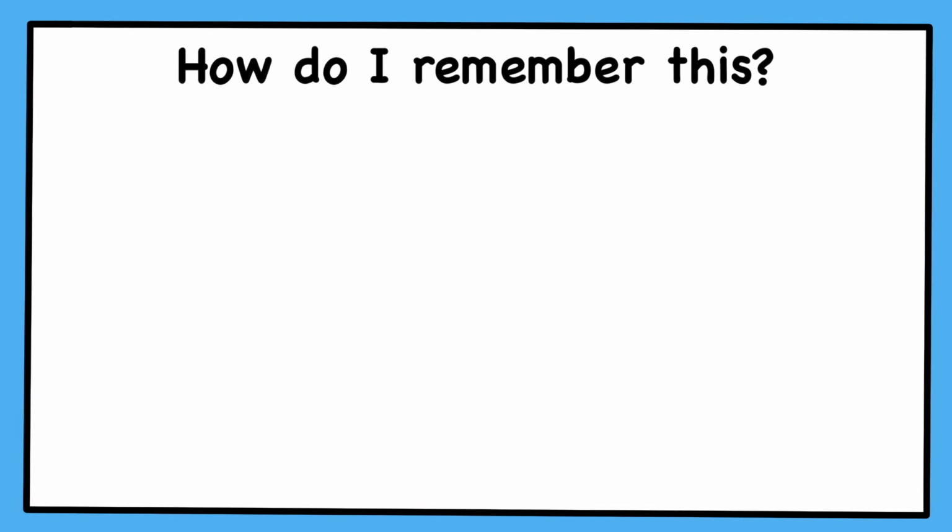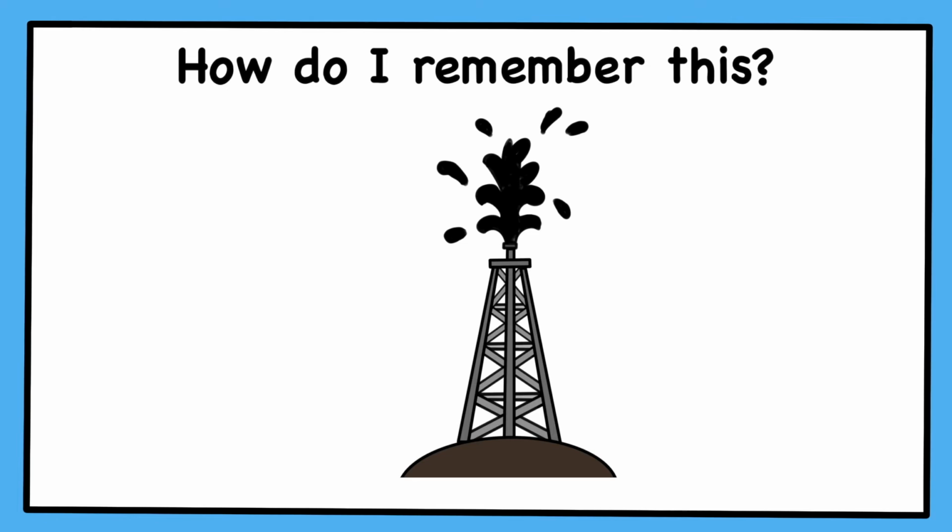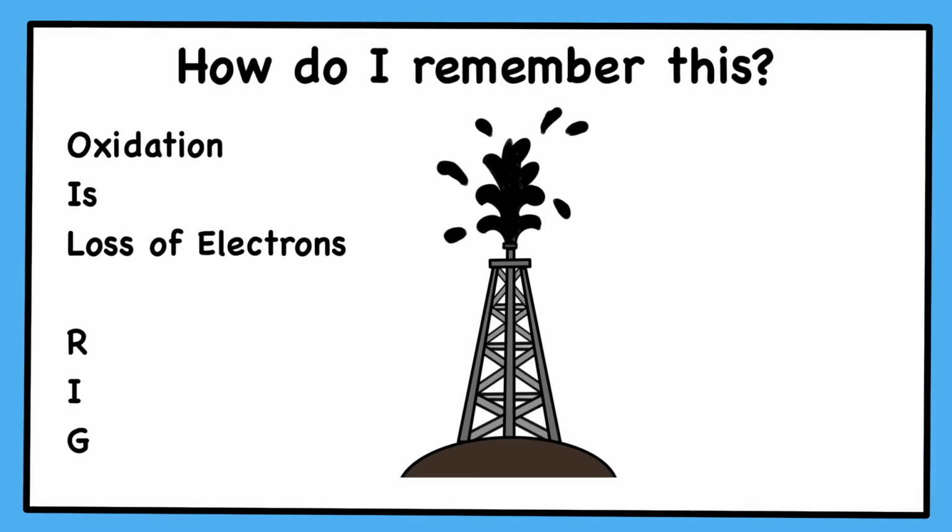Reduction and oxidation are a pain to remember, and if you don't get them straight, you'll be second-guessing yourself every time you see one of these problems. How I like to remember this concept is using the acronym OIL RIG. OIL stands for oxidation is loss of electrons, while RIG stands for reduction is gain of electrons.